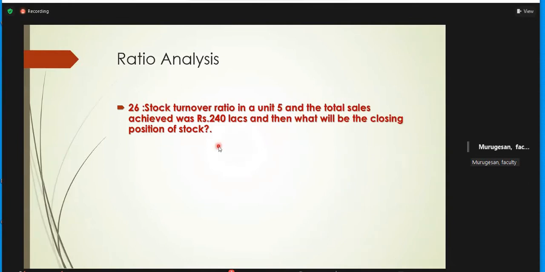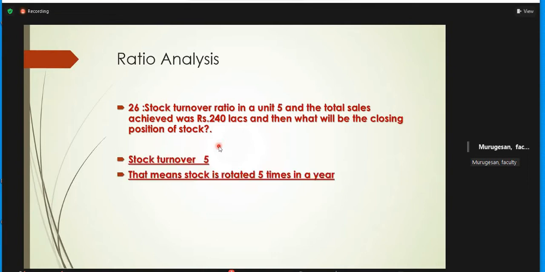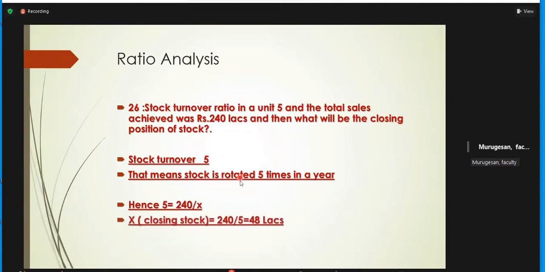Very simple question. Okay. So can anyone tell? 48. Correct. 240 is the sale. 5 is the turnover. So 240 divided by 5 is 48. Yes, 48. Okay, very good. That is a simple question also. Sometimes simple, but the way they ask will be a little different. Okay, friends, be comfortable. They are asking only simple questions.